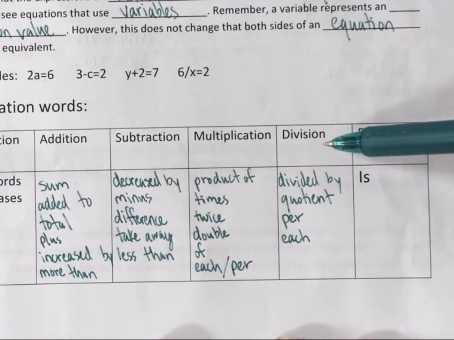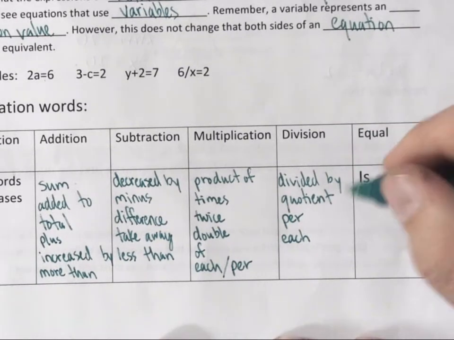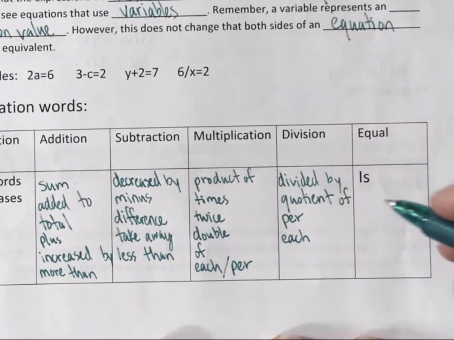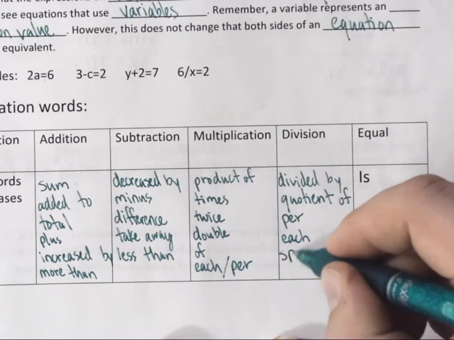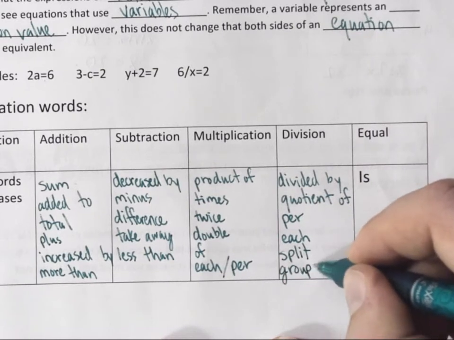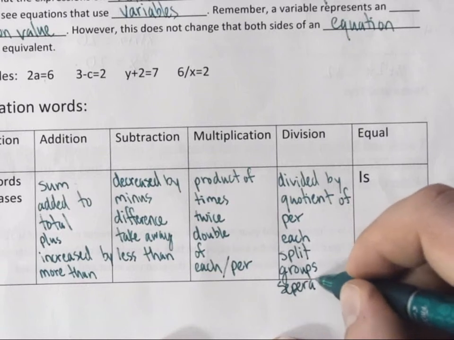Okay, what about division? If we're going to divide, you might see phrases or words like divided by, quotient of, per, each. You might see split or groups or separate.